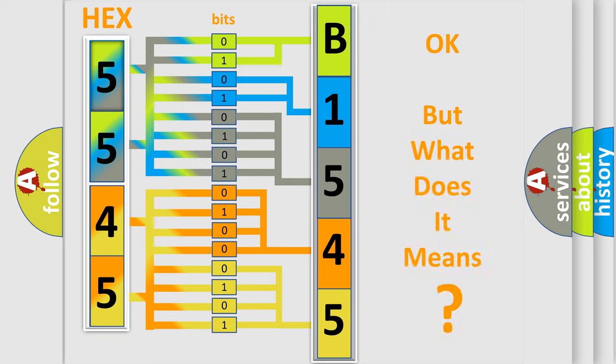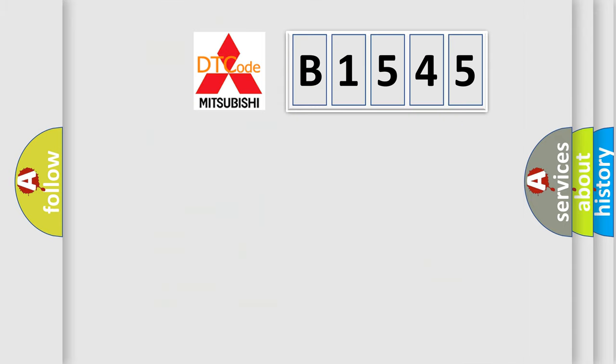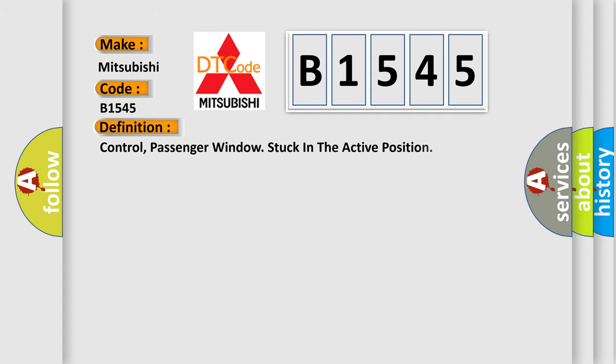The number itself does not make sense to us if we cannot assign information to what it actually expresses. So, what does the Diagnostic Trouble Code B1545 interpret specifically for Mitsubishi car manufacturers? The basic definition is control passenger window stuck in the active position.